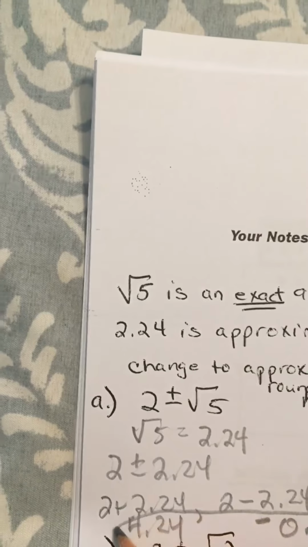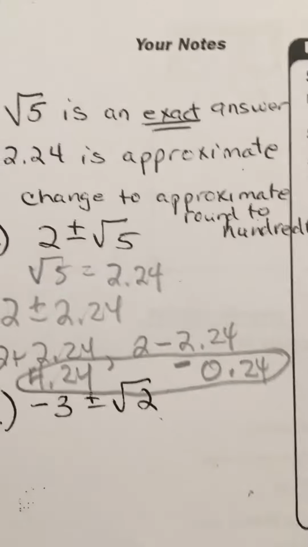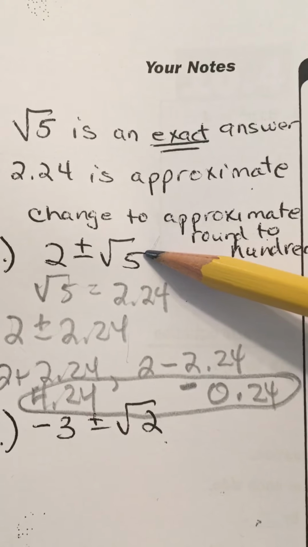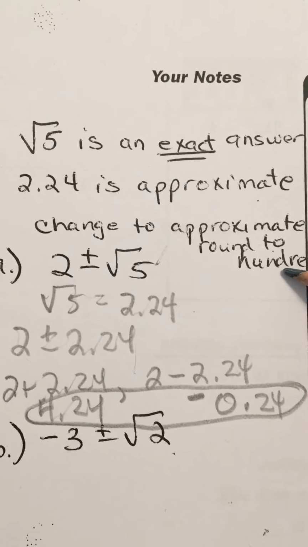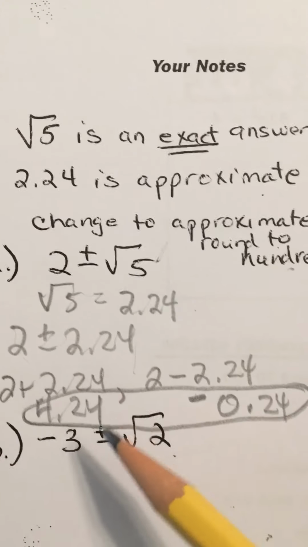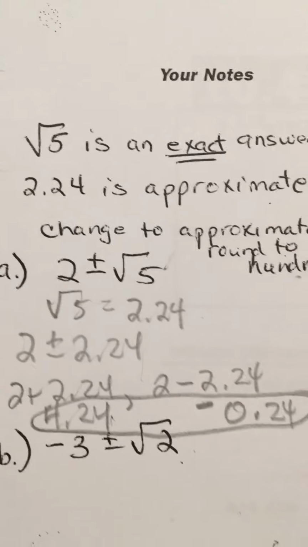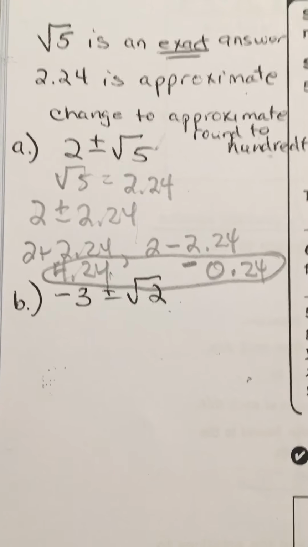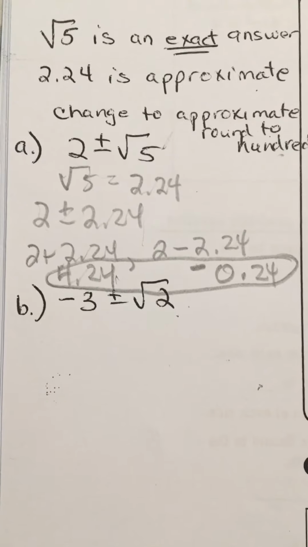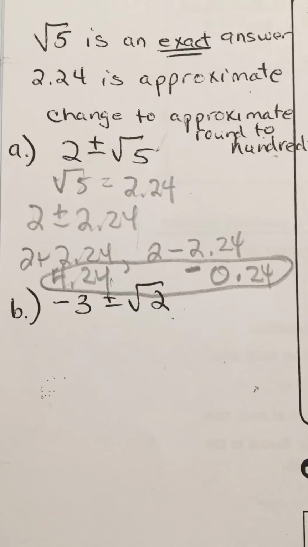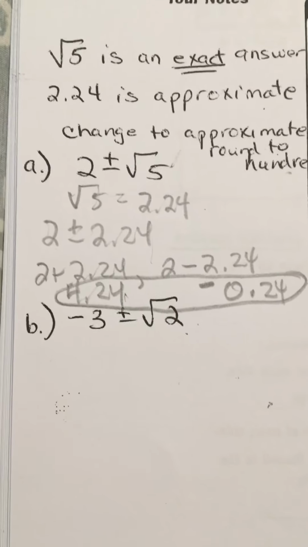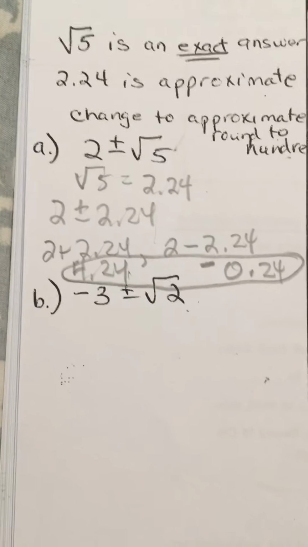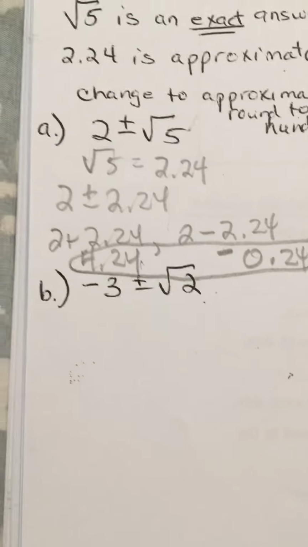So if they ask you to express the answer in exact form, you'd say 2 plus or minus root 5. If they want it approximated to the hundredths, you give 4.24 comma negative 0.24. Okay, so now I want everyone to try B on their own. Try to change negative 3 plus or minus root 2 into two answers rounded to the hundredths place. Stop the video, and when you've finished, start the video again and see if you got it correct.